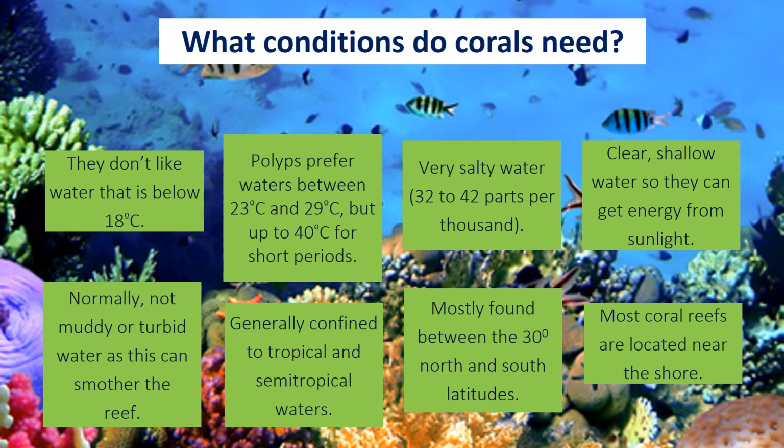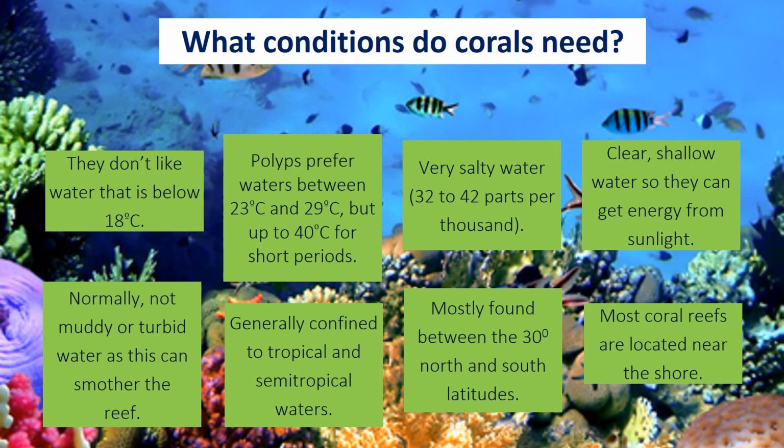Very salty water, 32 to 42 parts per thousand. They need the sea to be clear, so they want the water to be shallow in order for the algae to be able to photosynthesize. So shallow water means the sunlight can infiltrate, the algae can photosynthesize.